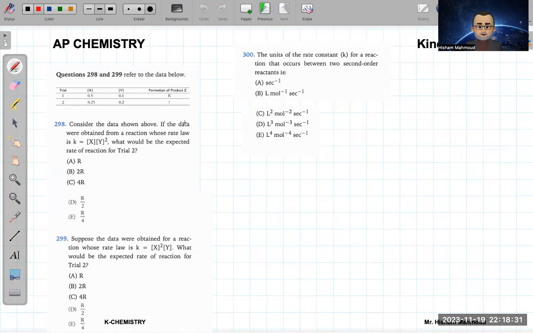I'm sorry, but consider the data shown above. If the data were obtained from a reaction whose rate law is rate equals K times X, what would be the expected rate of reaction for trial 2?